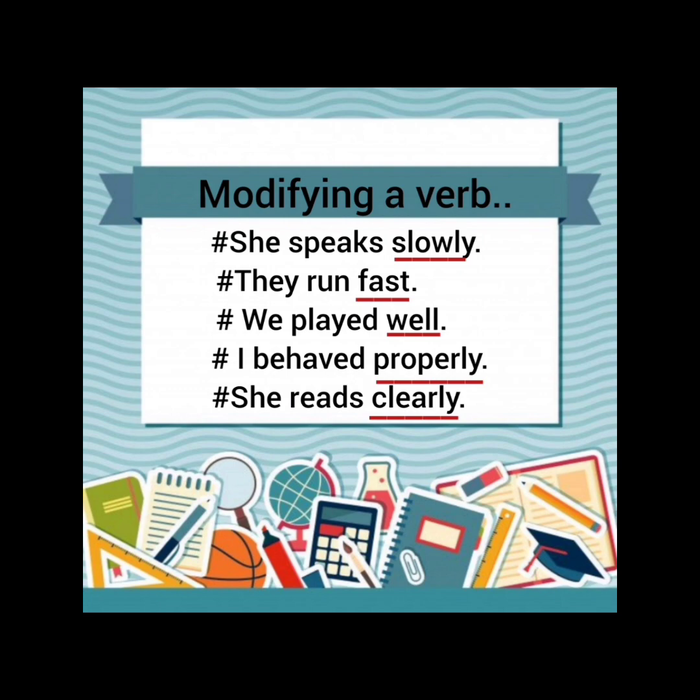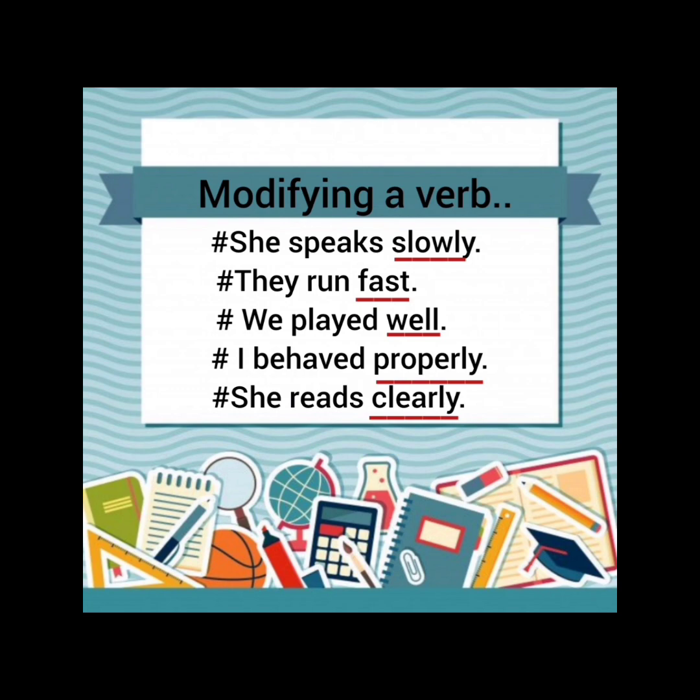We played well. How did we play? We played well. The action is the verb and well is the modification of the action. I behaved properly. How did I behave? I behaved properly. Properly is an adverb here. She reads clearly. Again, reads is an action and clearly is used to modify the action reads. So in this way, an adverb modifies a verb within sentences or writings.